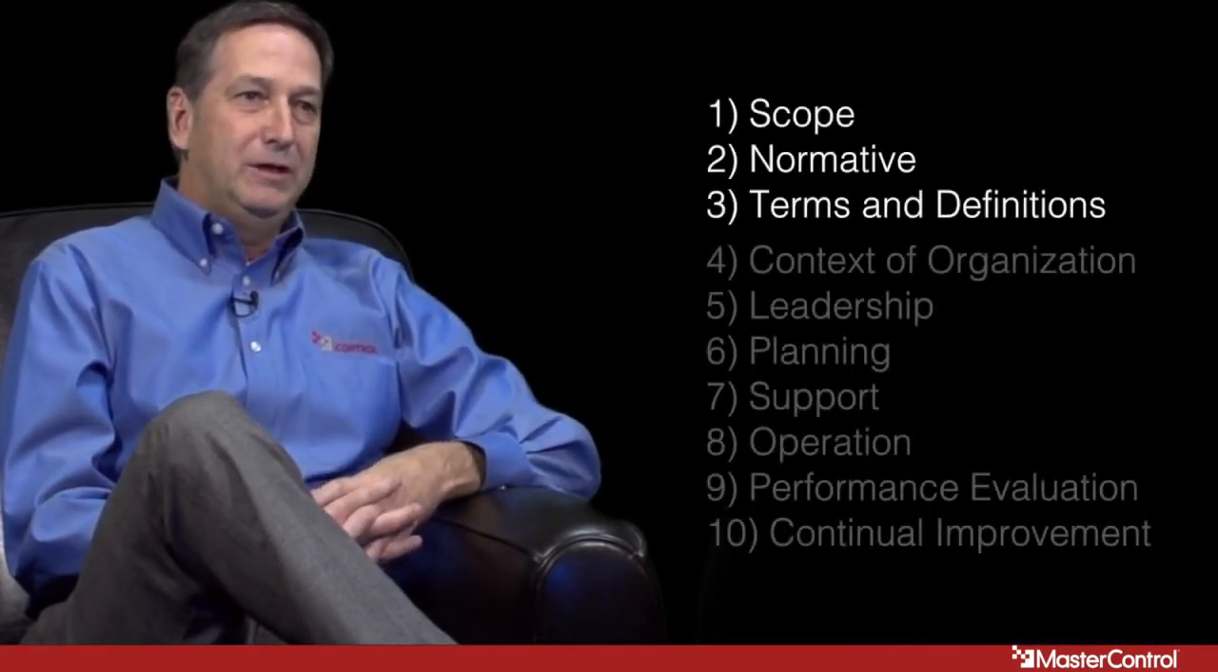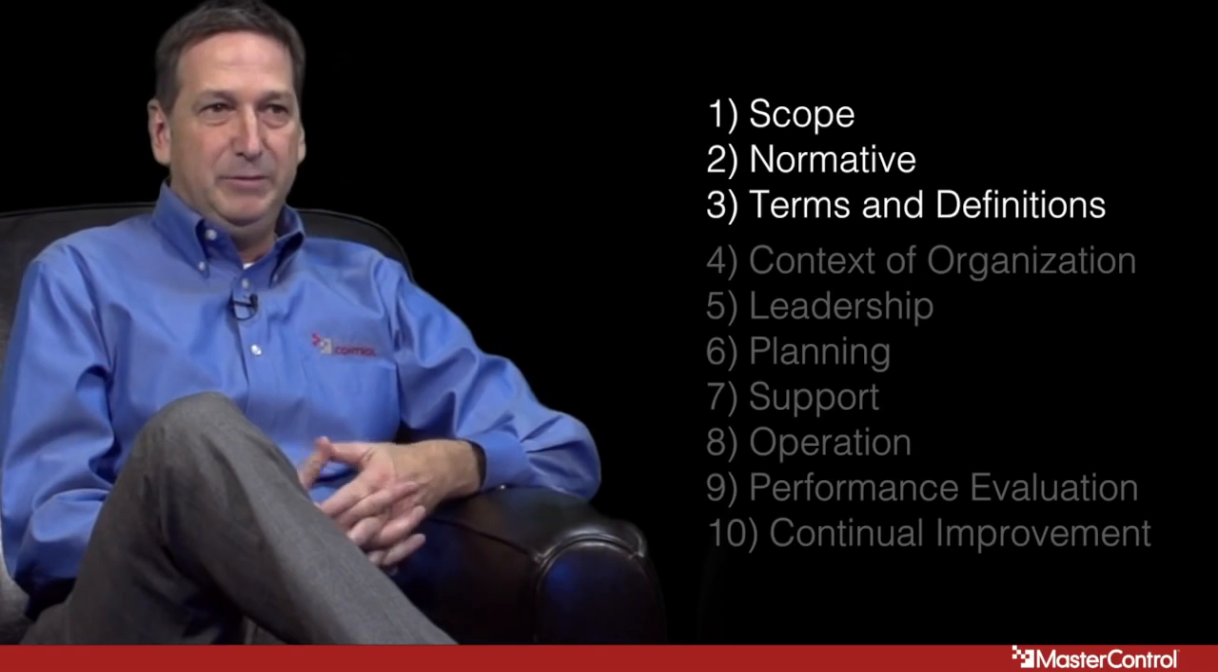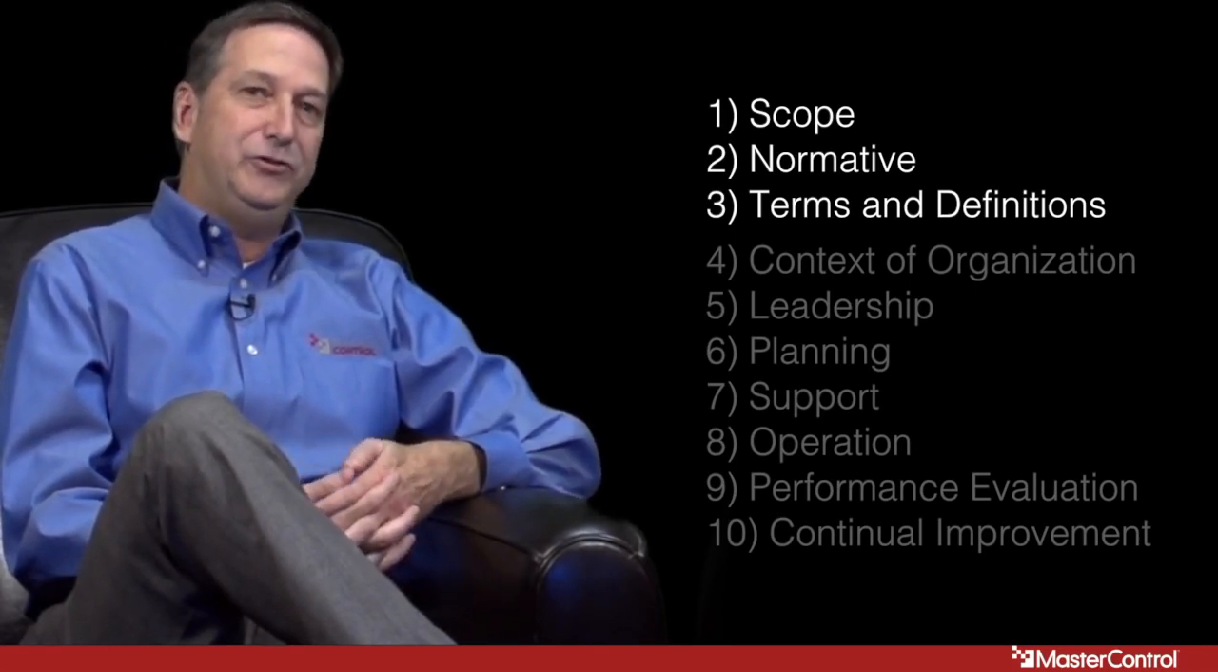Well, welcome back. We are now going to talk a little bit about the new structure for the ISO 9001 2015 revision. There are some considerable changes here. There are 10 sections total that you have to think about now. The first 3 sections are still the same as always. You've got your scope, your normative references, and your terms and definitions.